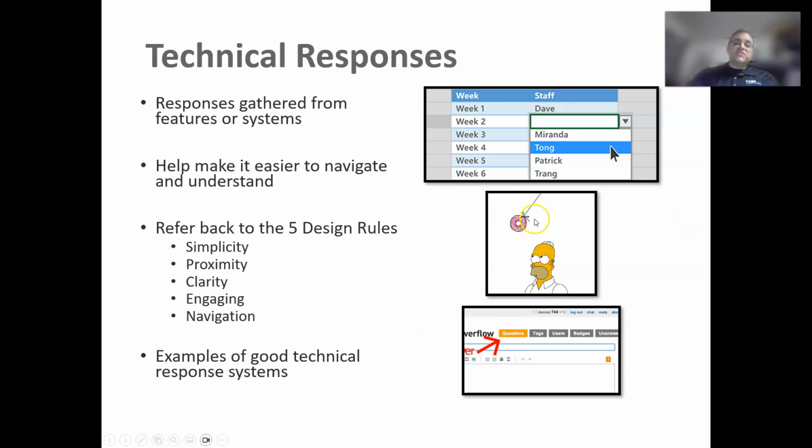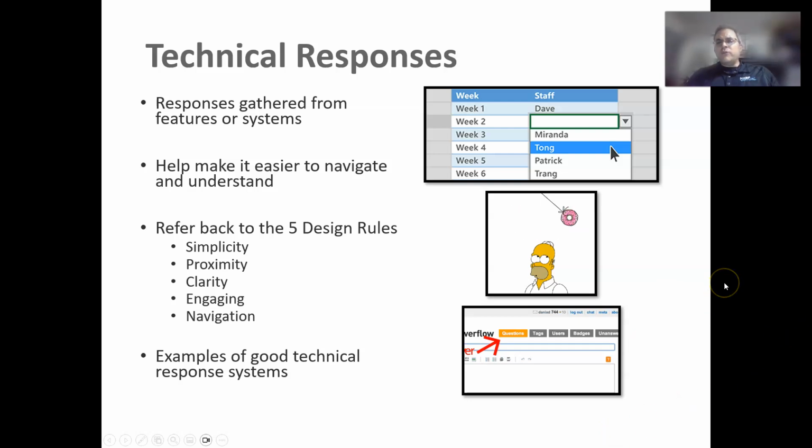Examples of good technical systems over the past few decades: drop-down menus are good to showcase choices, with the little arrow to showcase where it's going to be. GIFs, graphic image frames, are great. These are little videos that make it more engaging. Highlighting options shows where navigation is at and which page you're on or which one you're going to. These are great, simple examples of how technical visuals make it easier for people to understand things.